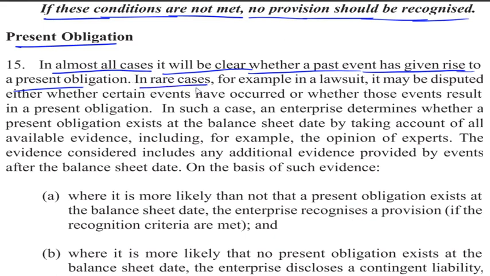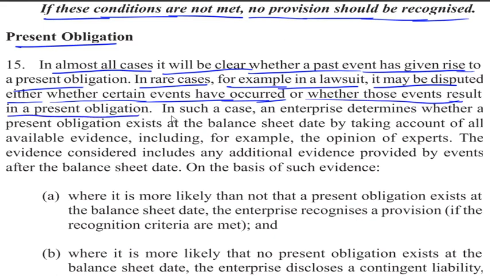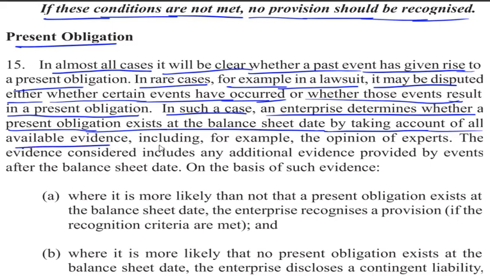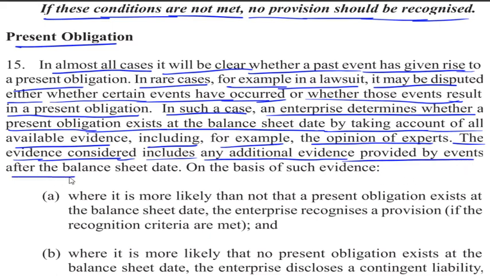In rare cases, for example, in a lawsuit, it may be disputed either whether certain events have occurred or whether those events result in a present obligation. In such cases, the enterprise determines whether a present obligation exists at the balance sheet date by taking into account all the available evidence, including, for example, the opinion of experts. The evidence considered includes any additional evidence provided by events after the balance sheet date.